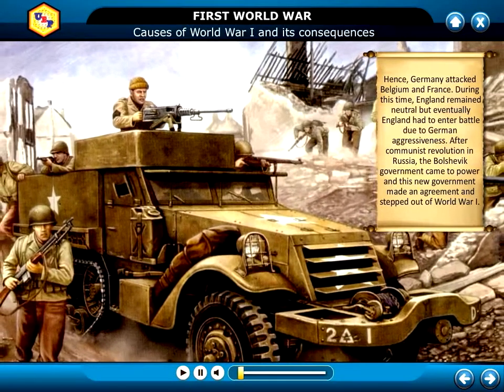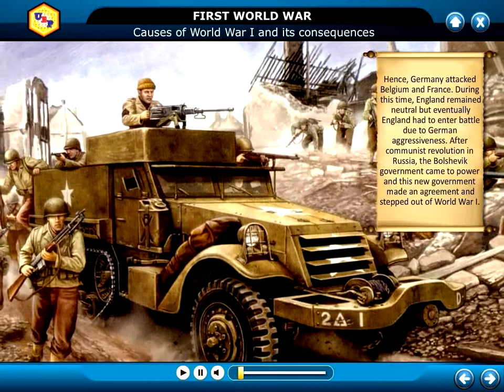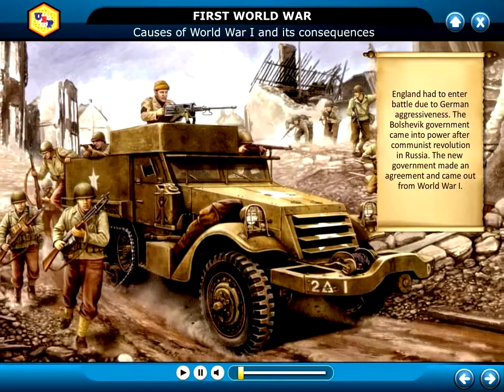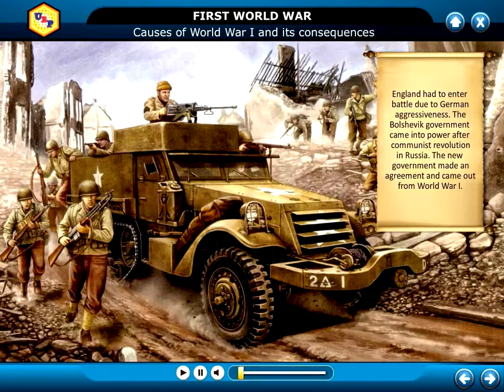After communist revolution in Russia, the Bolshevik government came to power, and the new government made an agreement and stepped out of World War I.